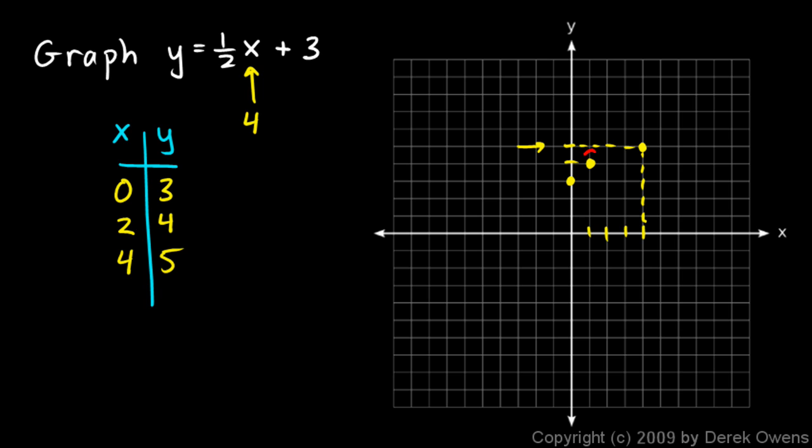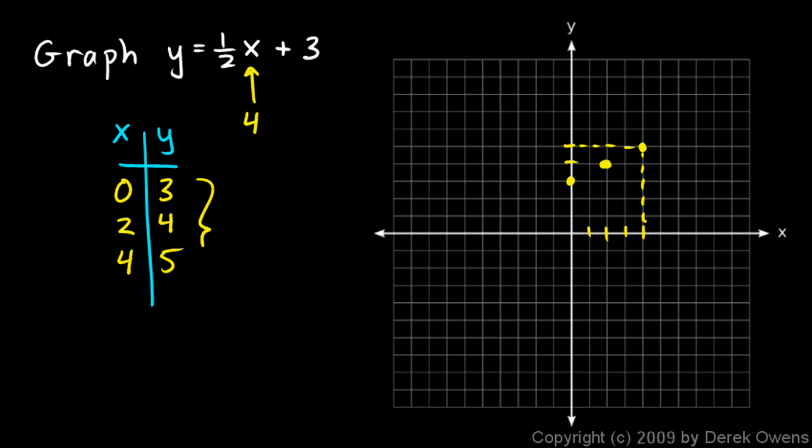This point right here is incorrect. I'm going to erase it. That should have been the point 2, 4, and I plotted the point 1, 4. So let me go back. X equals 2 and y equals 4 gives me this point right here.